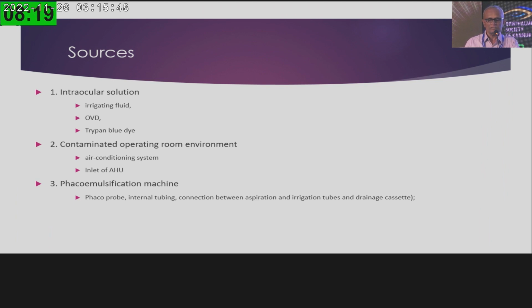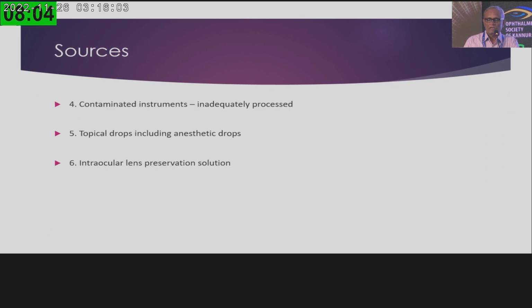With the phacoemulsification machine, previously the inner tubings were thought to lead to endophthalmitis, but inadequate cleaning and inadequate processing of the phaco tubings and the phaco probe can also lead to endophthalmitis. Contaminated instruments which are inadequately processed are another cause. As Dr. Girija mentioned, the instruments should be cleaned. When should they be cleaned? They should be cleaned immediately after surgery. We'll come to that later.